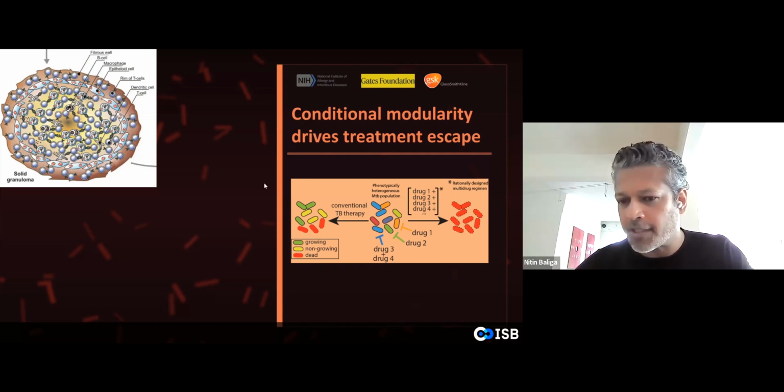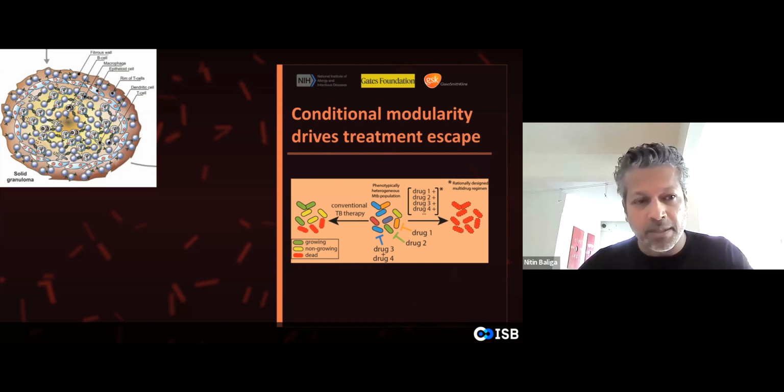So we need a rational way of understanding the mechanisms that generate this heterogeneity, and then, in a model-driven way, identify drug combinations that can be uniquely tailored to a patient based on the lineage of MTB, the stage of the disease, and their other health backgrounds.